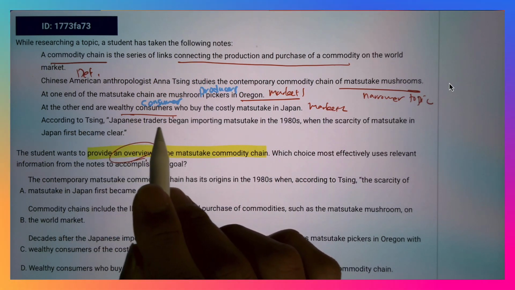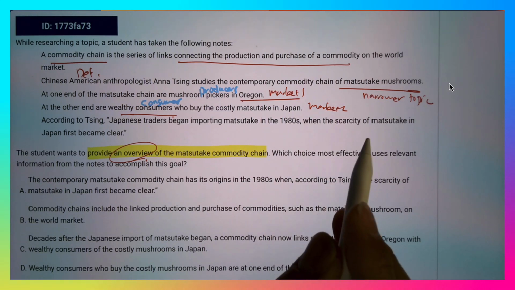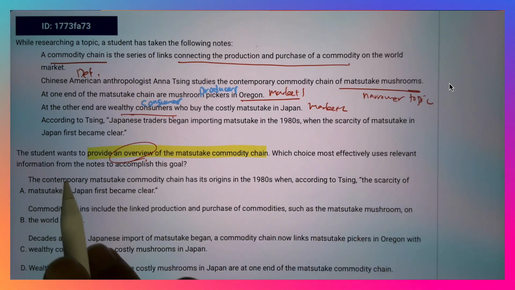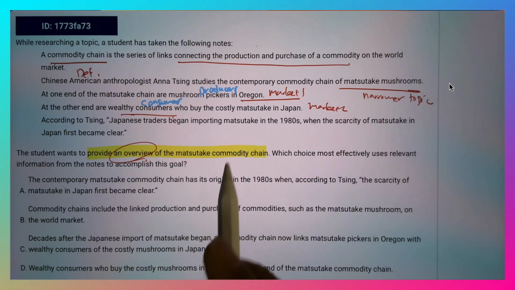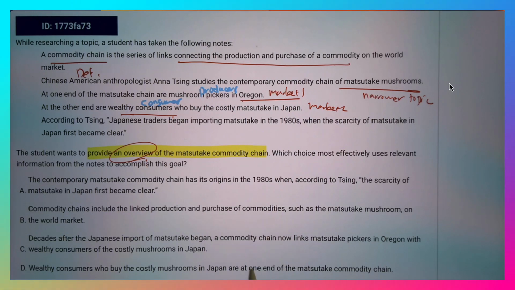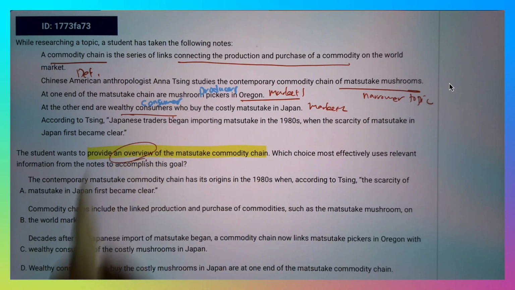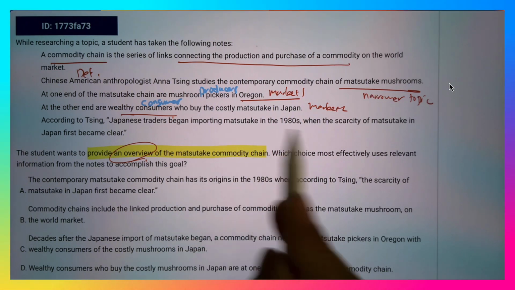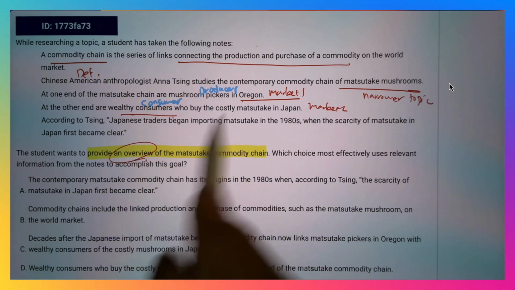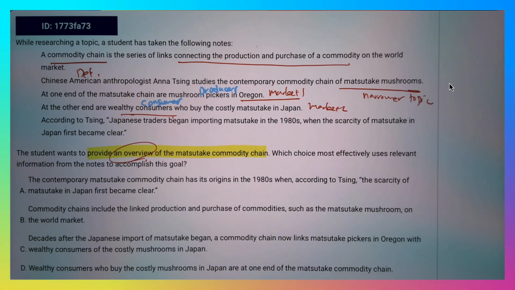According to Tsing, Japanese traders began importing Matsutake in the 1980s when the scarcity, which means the lack of Matsutake in Japan, first became clear. When you have a commodity that's scarce, the price will go up. And it looks like they found a place in Oregon where it can be produced, and these mushrooms can satisfy the wealthy Japanese consumers. So we have two markets, and it shows a little bit of history since the 1980s: this market was created due to the scarcity of Matsutake in Japan.